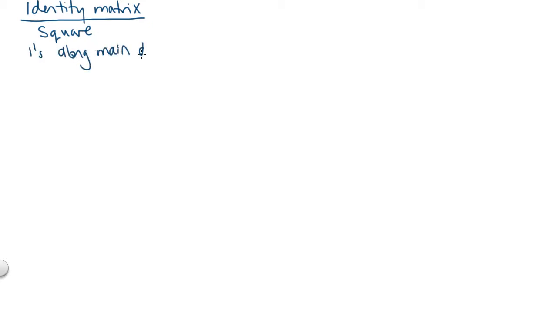Next thing we need to talk about is the idea of an identity matrix. So an identity matrix is always a square matrix. It has ones along the main diagonal. So we'll draw a picture in a minute of what that looks like. It's got zeros everywhere else.